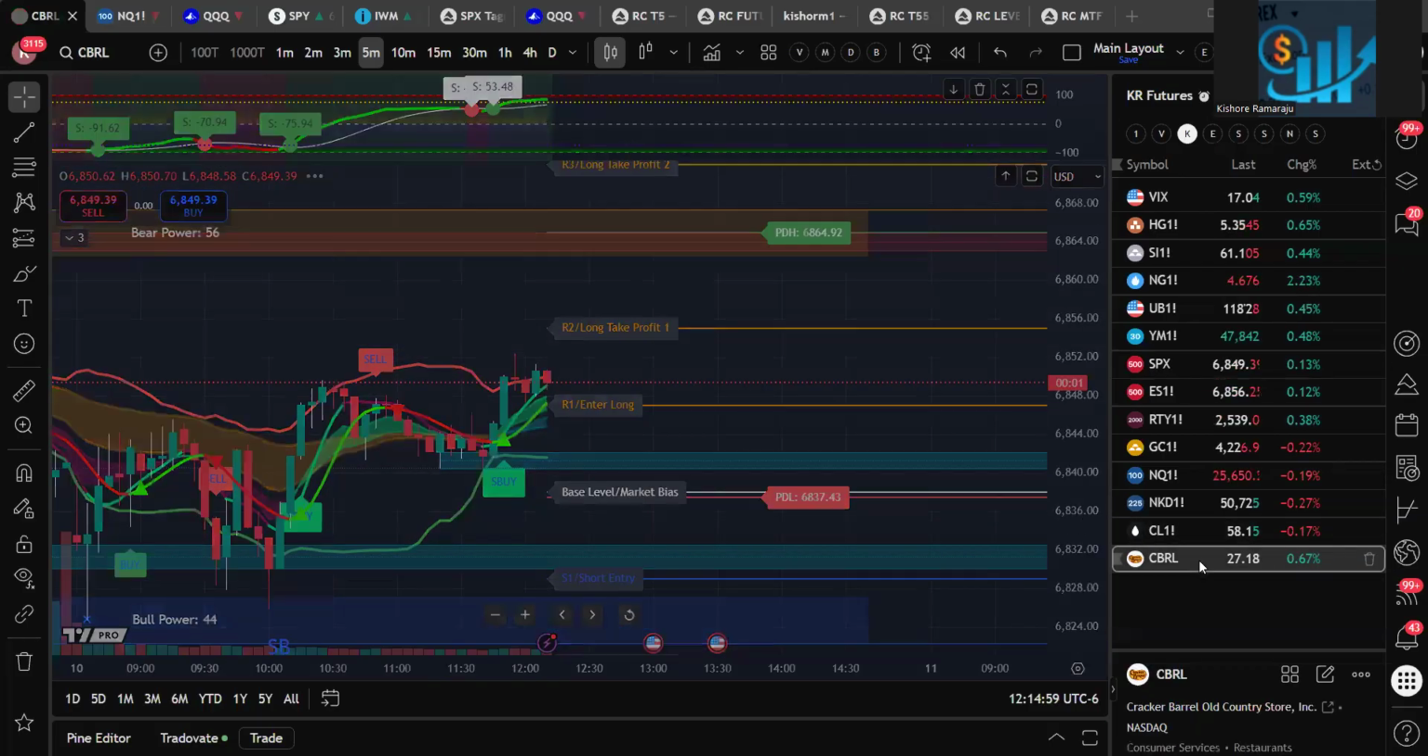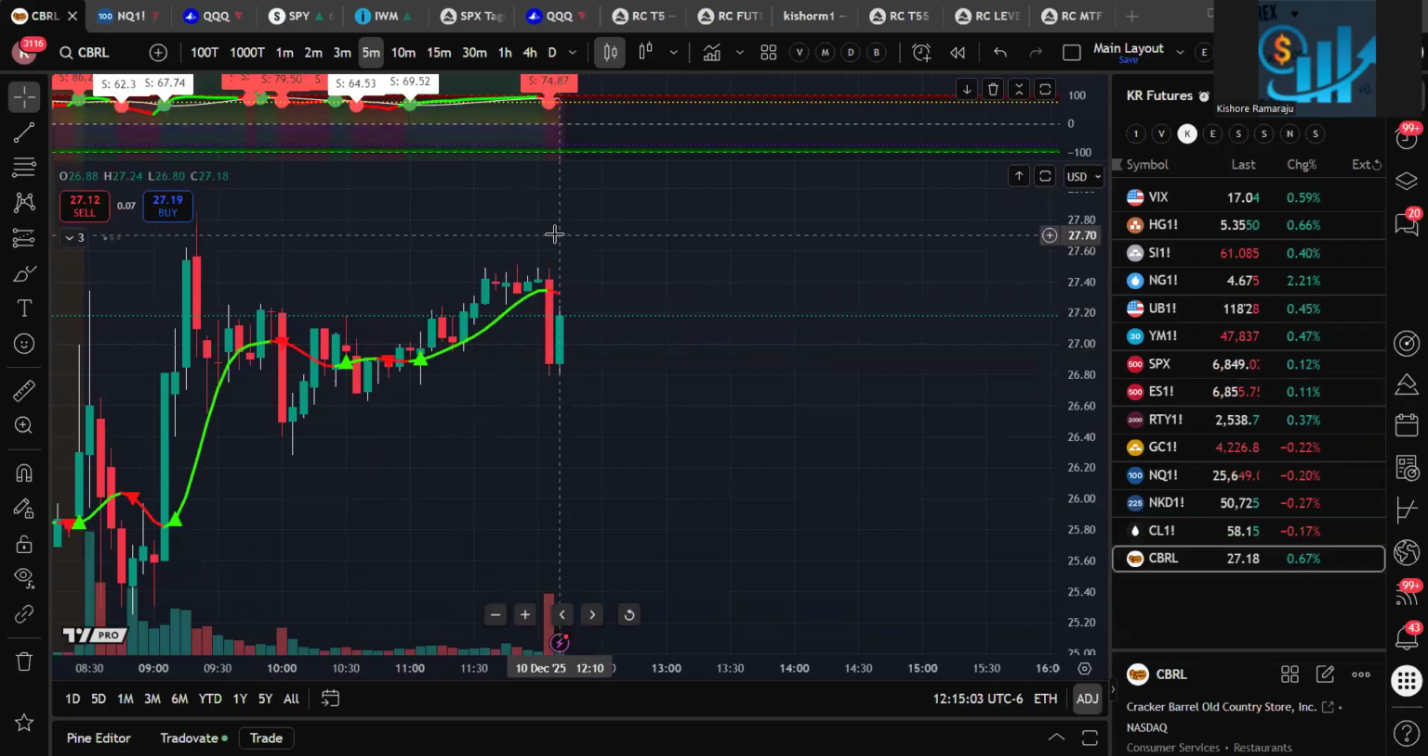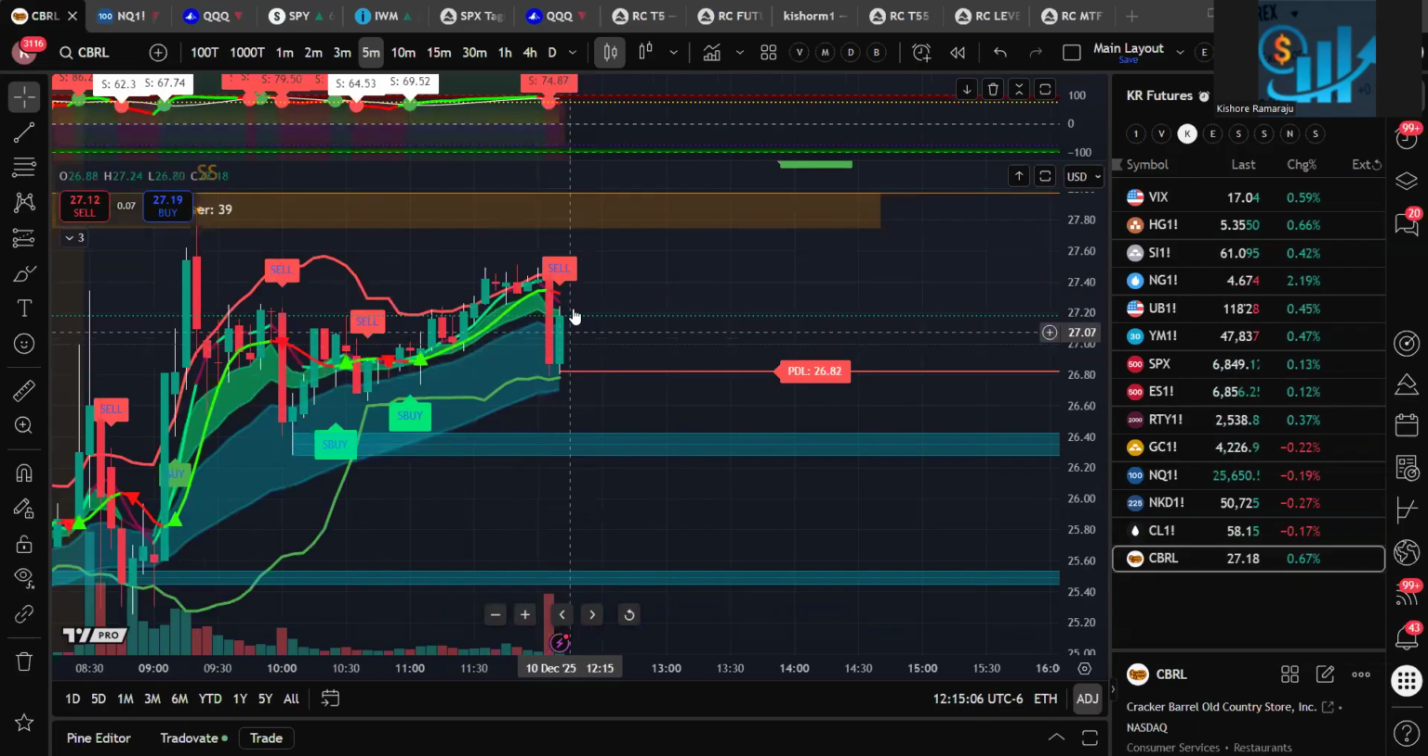In this CBRL, yesterday we took the bull puts, and yesterday it dropped, but today it made a nice bounce. So we'll make nice profits on the CBRL bull puts.